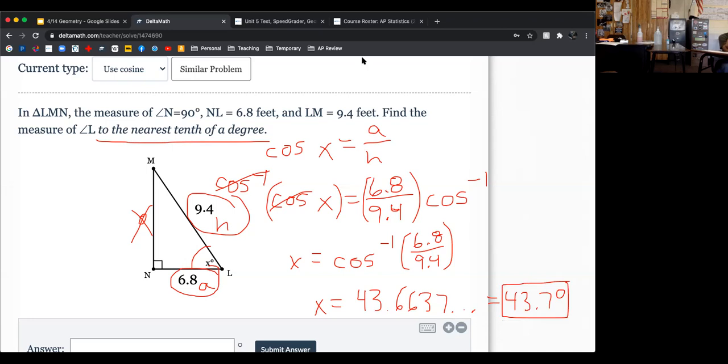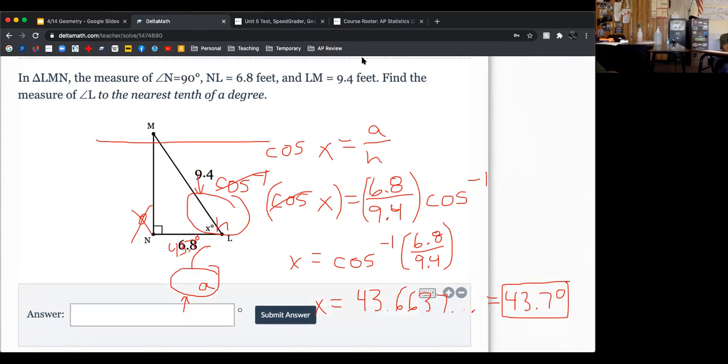And here's the beautiful thing about trigonometry: this angle right here has to be 43.7, or else I wouldn't get these values. The only angle that corresponds with those values existing, given that one of them is 6.8 and the other has to be 9.4, is 43.7 degrees. Okay, and there we go. We used inverse trig when we were trying to solve for an angle. Now we can just plug this in.